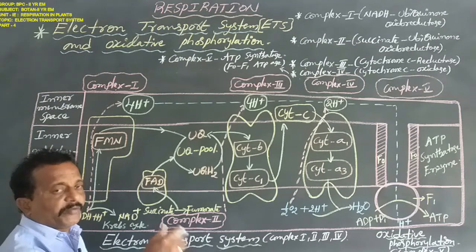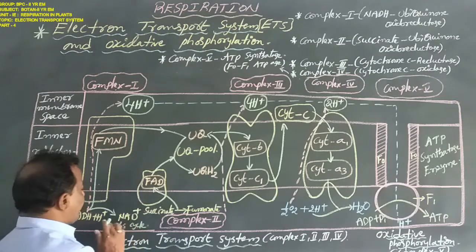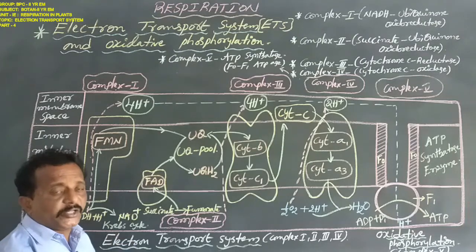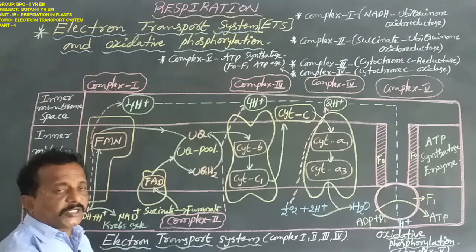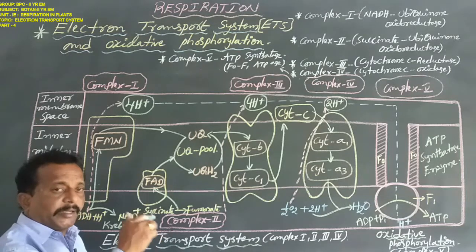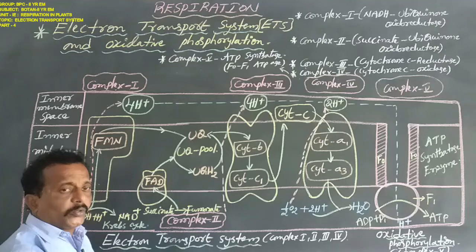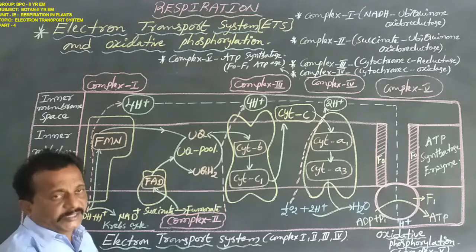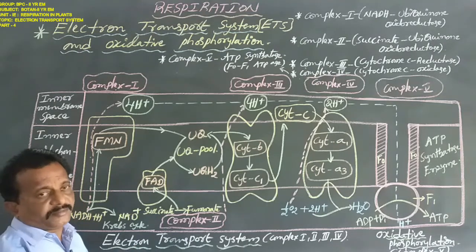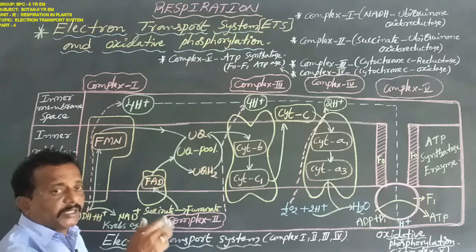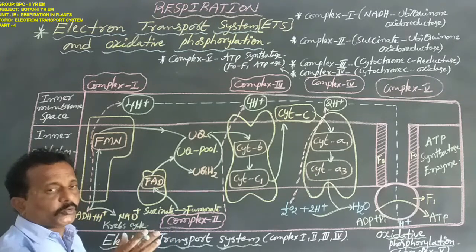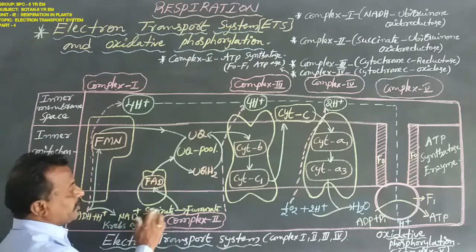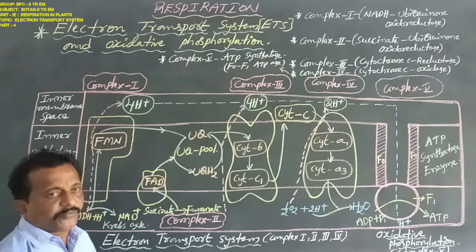In the Krebs cycle, 6 NADH2 are formed between isocitric acid and oxalosuccinic acid, alpha ketoglutaric acid and succinyl coenzyme A, and malic acid and oxaloacetic acid. These are the 6 NADH2 formed. And 2 FADH2 are formed between succinic acid and fumaric acid.